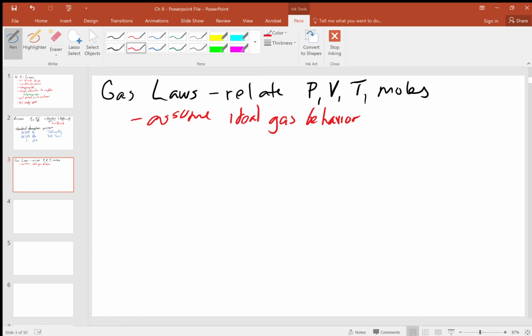Now, do all gases follow ideal gas behavior? The answer is no, but in general, it gives us a close enough approximation that we can use it. Later on in this chapter, when we get to the ideal gas law, I'll show you what you can do if something deviates from the ideal gas law, but it's not something we're really going to worry about in this course.